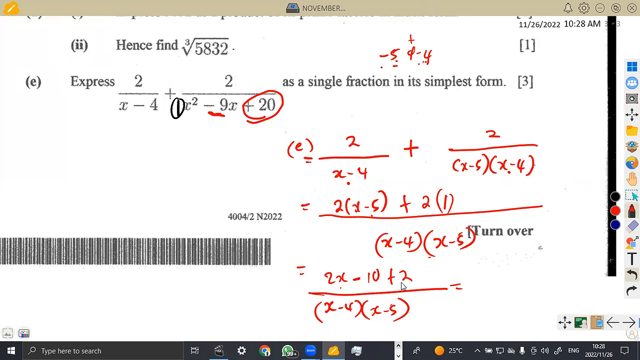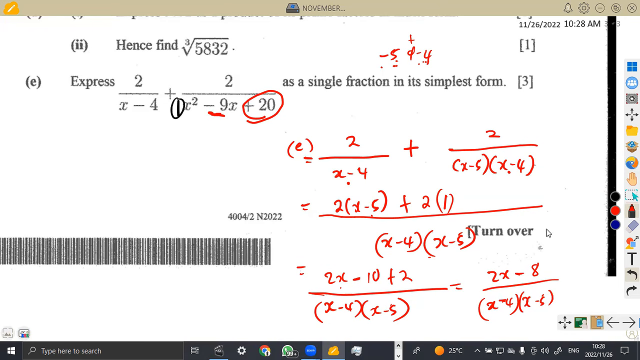Okay, 2x. Do we have anything common? We do not have on 2x, so it is just going to be 2x minus 10 plus 2, that is -8, or you can just use your calculator as well. So I've got x minus 4, x minus 5.